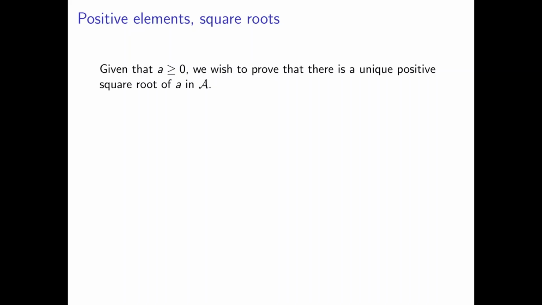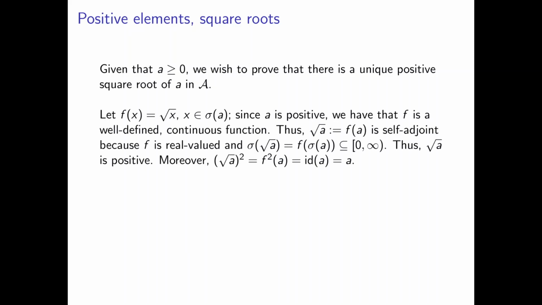And we want to prove that if a is a positive element, then there is a unique positive square root of a in the C-star algebra. And we do this by letting f of x be equal to the square root of x on the spectrum of a. So remember, positive element means that we have positive spectrum, so this function f is actually well defined and continuous on this spectrum. And thus we can define the square root of a as simply f of a through this functional calculus.